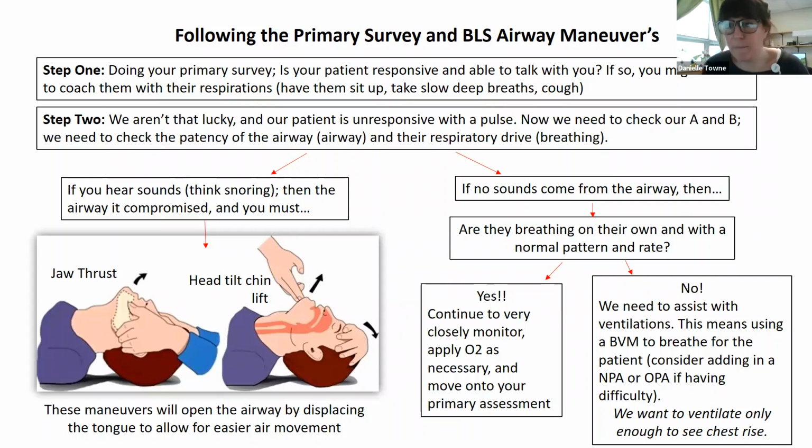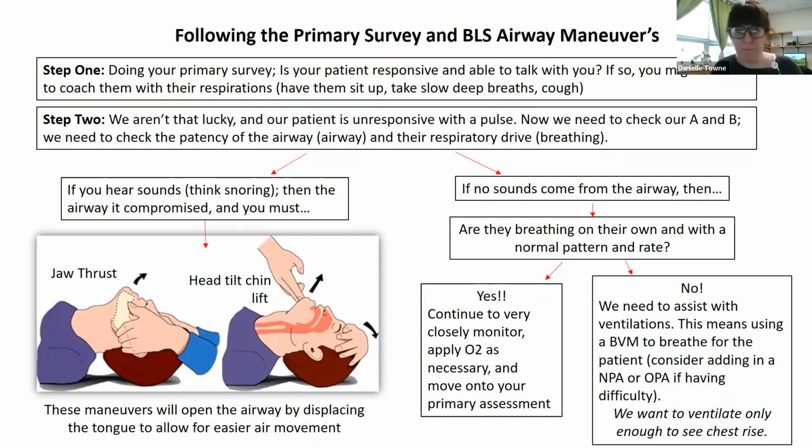All right, so we have that primary survey, the airway assessment, the breathing assessment, and now we're going to talk about some BLS airway maneuvers. So your first step, you're doing that primary survey. Is your patient responsive? Are they talking with you? If so, you might be able to just coach them through the respirations, have them sit up, have them take slow breaths, have them try to cough.